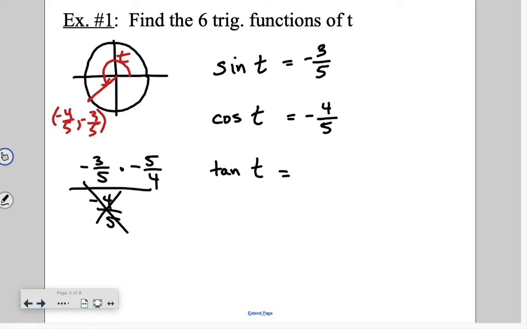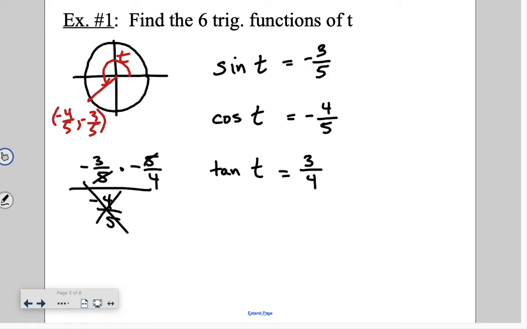The nice part here is this cleans up pretty quickly. 2 negatives make a positive, so those go away. The 5s cancel each other out, and you're left with 3 on top and 4 on the bottom. Your answer is 3/4. Okay. The tangent of t, sine divided by cosine, ends up being a positive 3/4. There's your first three functions.